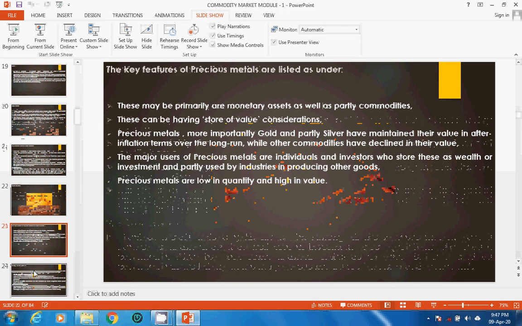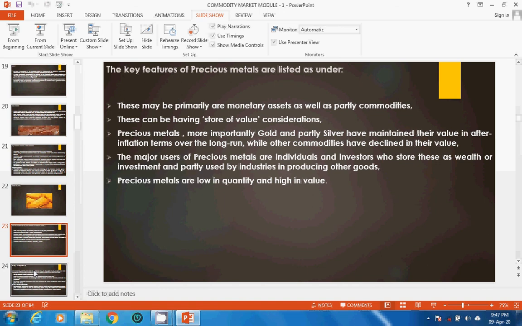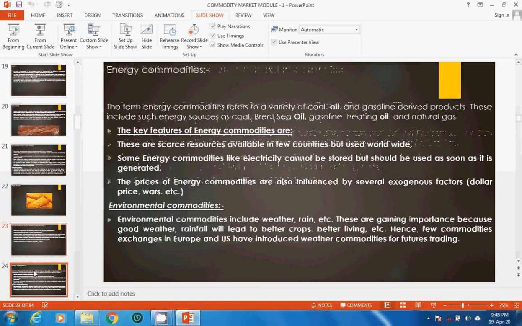So the key features of these precious items. These are primarily monetary assets as well as partly commodities. They have store of value, because the value does not deteriorate if stored for a longer duration. Gold and partly silver have maintained their value in inflationary terms over the long period. The major users of these precious metals are individuals and investors who store wealth and invest, and partly the industries for producing other items. Precious metals are low in quantity but high in value.